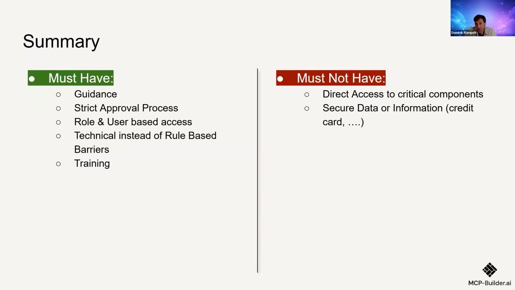And what we must not have is pretty much the opposite: never have direct access to critical components. So we must not rely on the LLM to behave correctly. It shouldn't have access directly. And also access to secure data, to personal data it shouldn't see, or to information like credit card information.